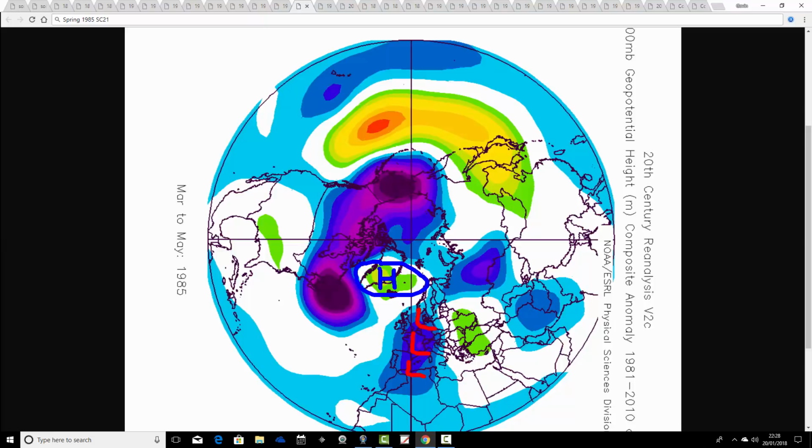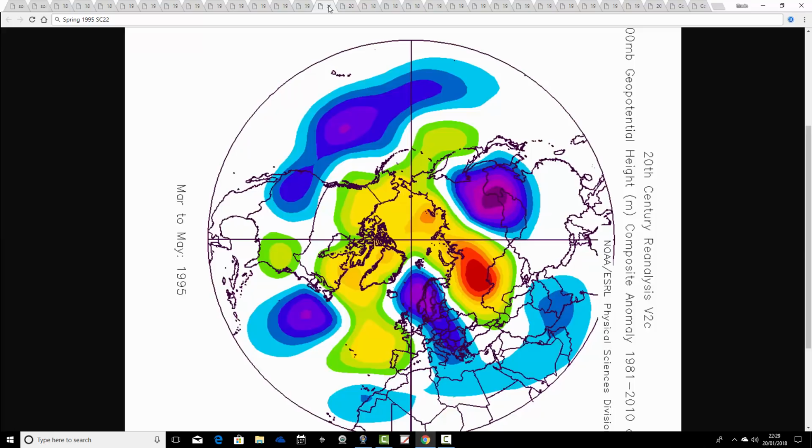with below average heights of pressure across many central western parts of Europe, and the jet stream is going like that. So very often through that spring we're placed on the cold side of the jet, and we're very unsettled as well. So quite a cold and unsettled spring in 1985.